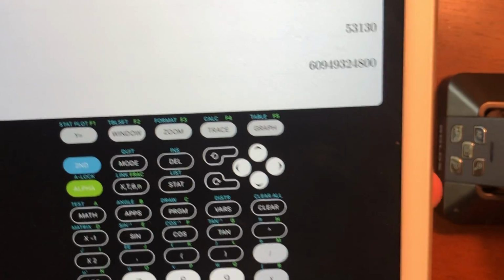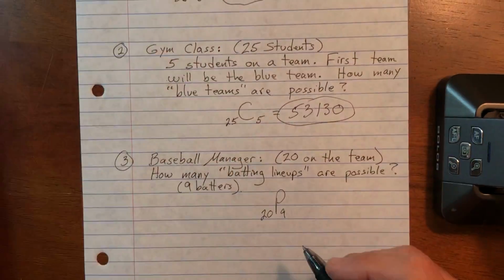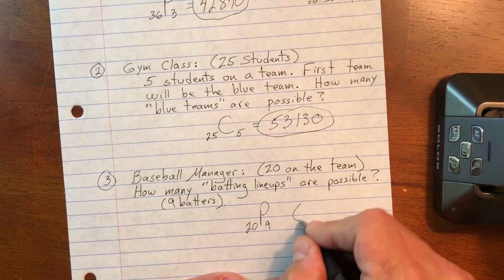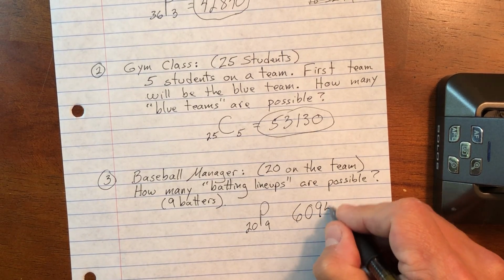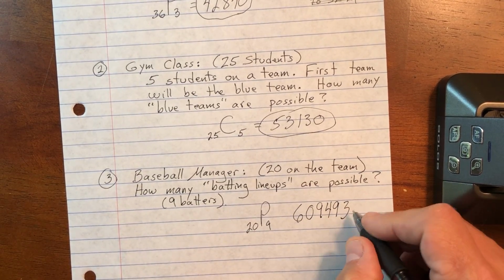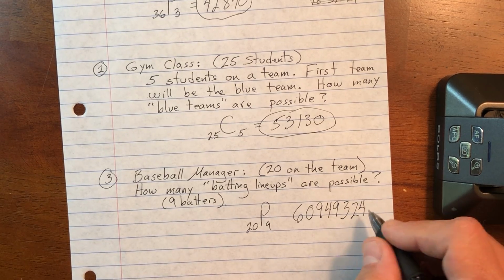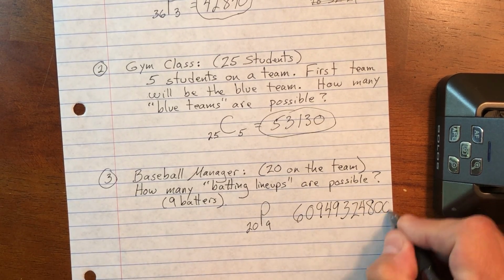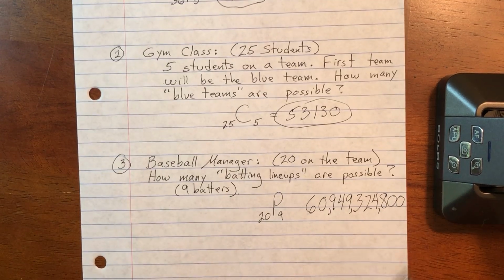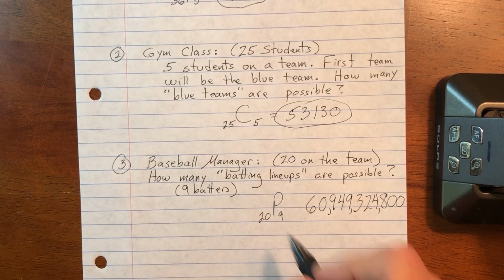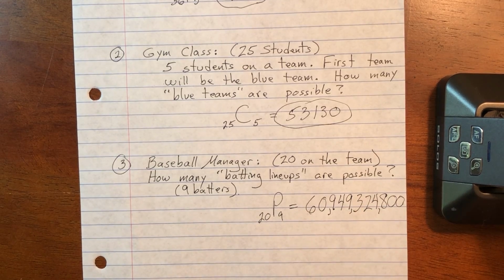And you get, that is a big number. Let's see, I'm going to write this down. You get 609,493,124,800. Let's put some commas in there. Comma goes there and there and there. Almost 61 billion. There are almost 61 billion different batting lineups.